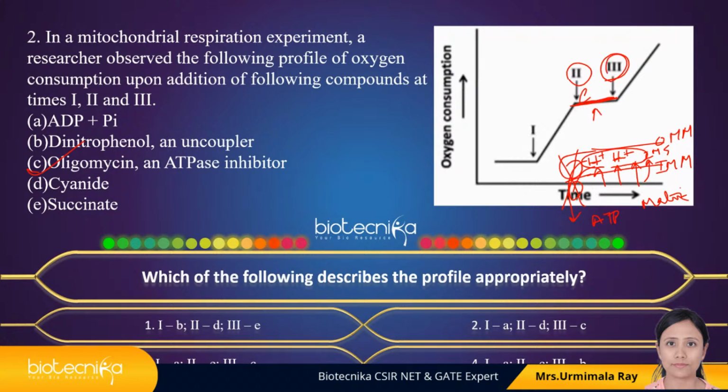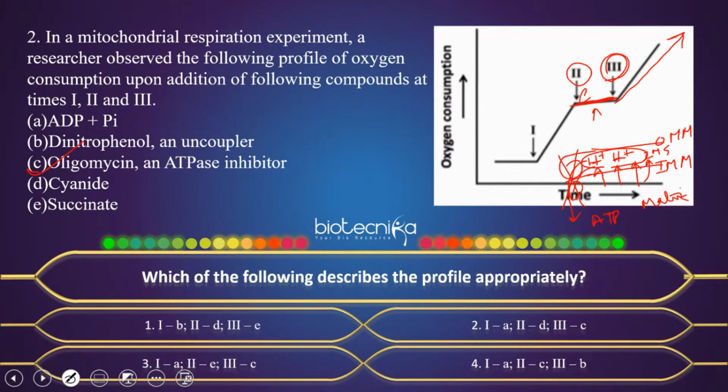But something you added in 3 again took it upwards, right? So that means the H plus ions gradient is not able to come back through the ATP synthase because it is inhibited. That means they are being taken through another source. So which is that another source? Dinitrophenol. What is it? It's an uncoupler.